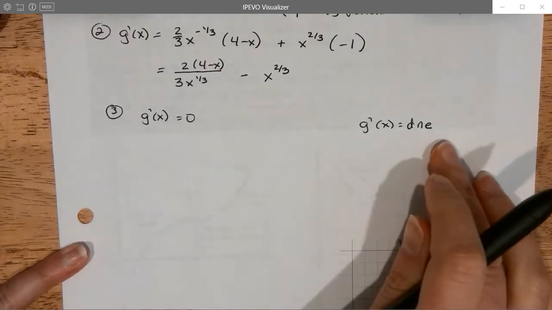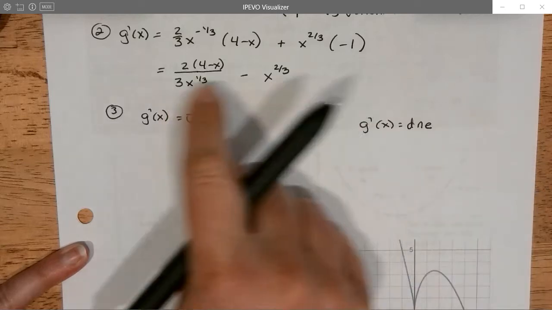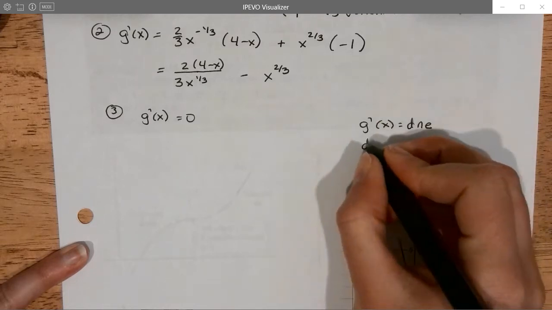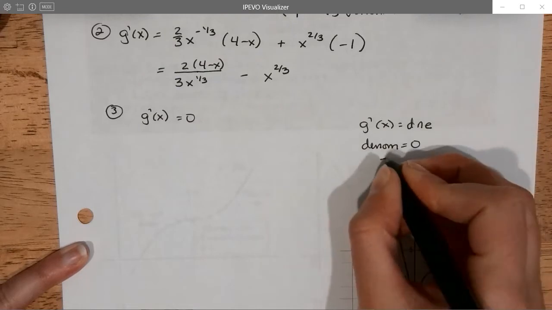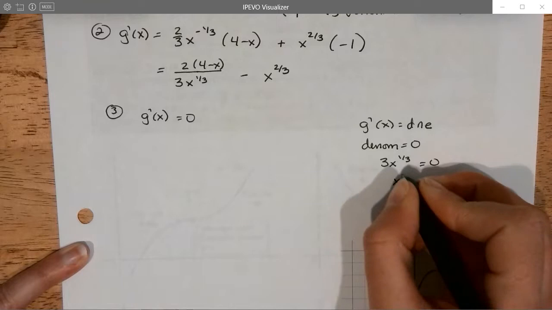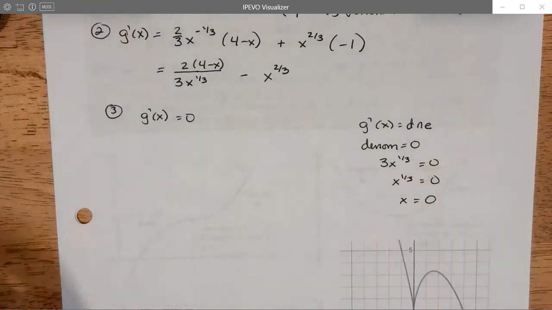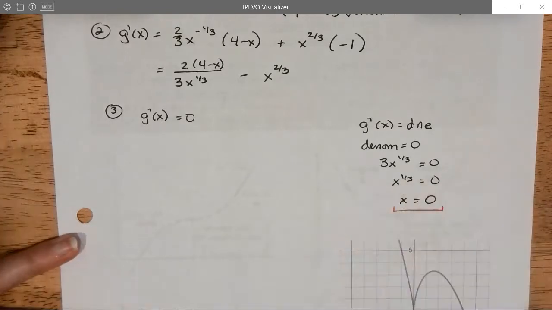Last time I didn't have any places because it was polynomial. This is not polynomial, and since it has a denominator, it can fail to exist any place where the denominator is equal to 0. So denominator equals 0 gives us 3x to the 1/3 equals 0. Divide by 3, that's x to the 1/3 equals 0. Cube both sides, you get x equals 0. So x equals 0 is one place where the function fails to exist. I'm going to underline that right now as one of my critical values.